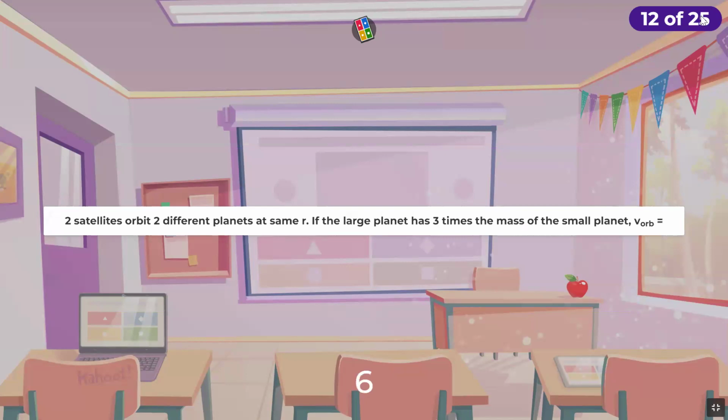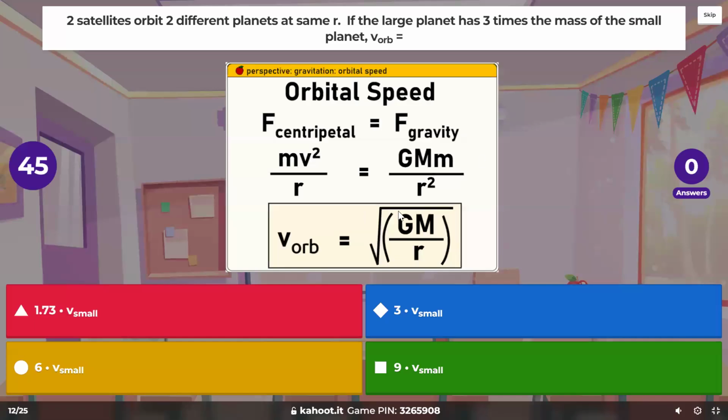Oh, this one's a little weird. Two satellites orbit two different planets at the same radial distance. If a large planet has 3 times the mass of the small planet. Right here, do you guys see this orbital speed equation? Now, my AP students, I want them to be able to derive this from scratch. But for you guys, let's just jump straight to the proportion. So we got the same radial distance, same universal gravity constant.